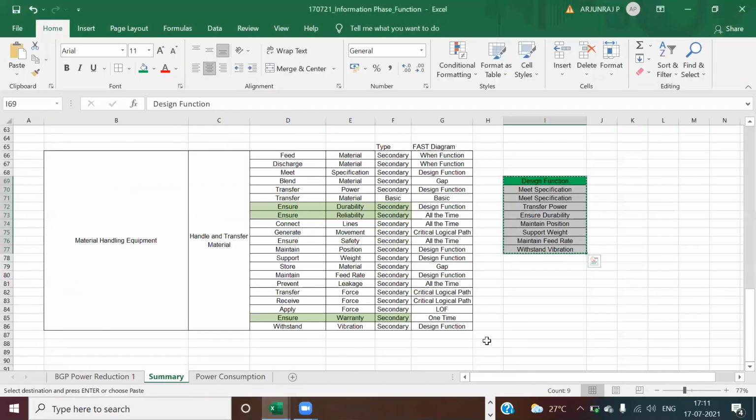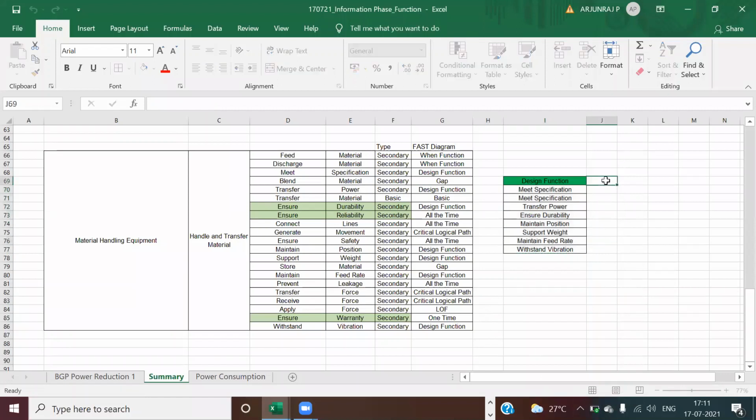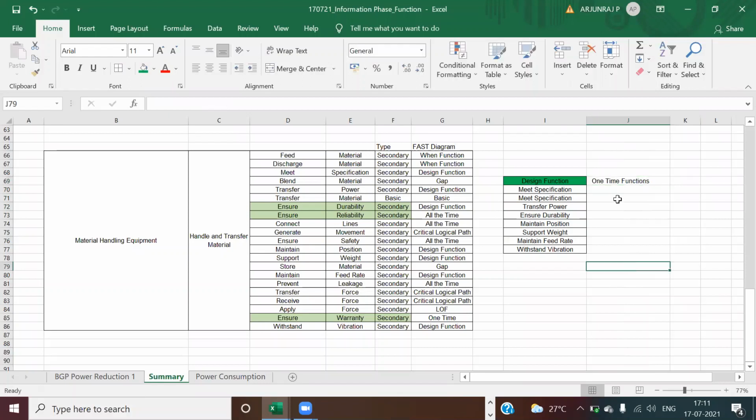Now let us write the remaining missing functions, the one time and the other time function. So let us write the one time function now. Okay, ensure warranty is a one time function.